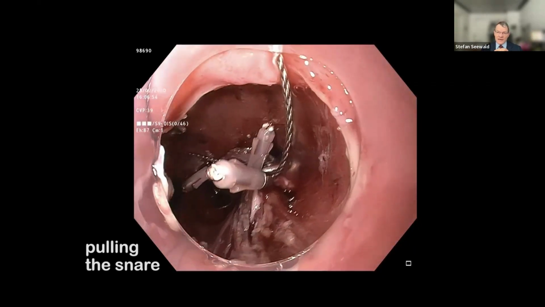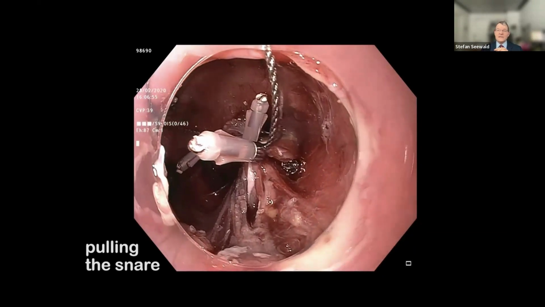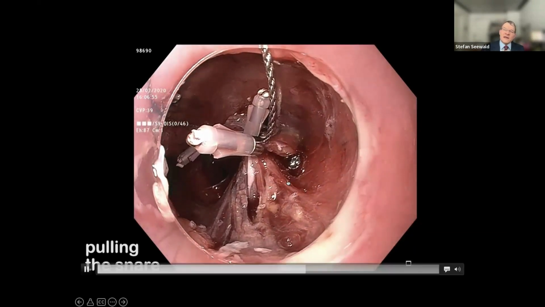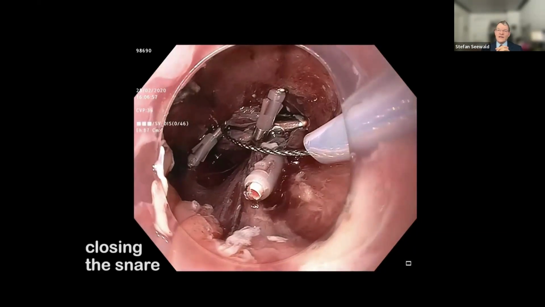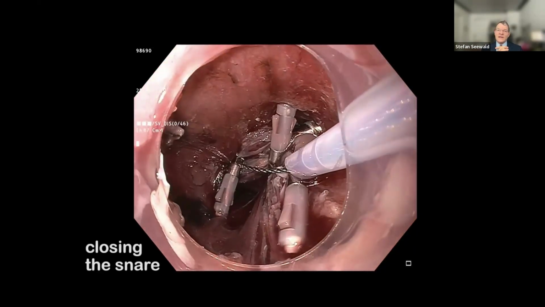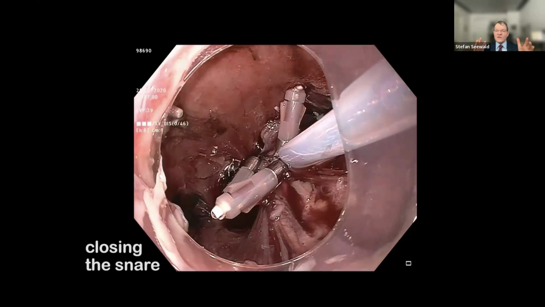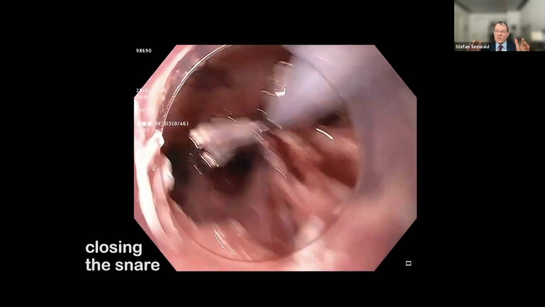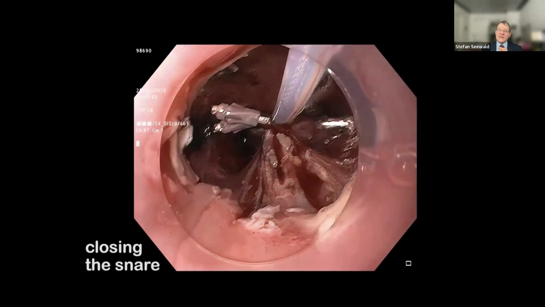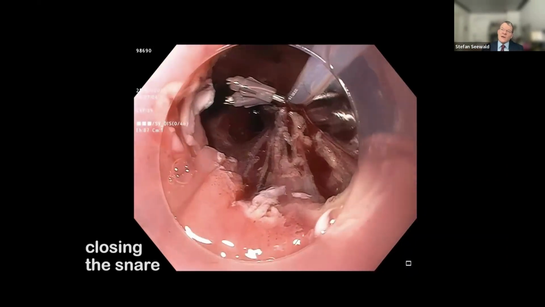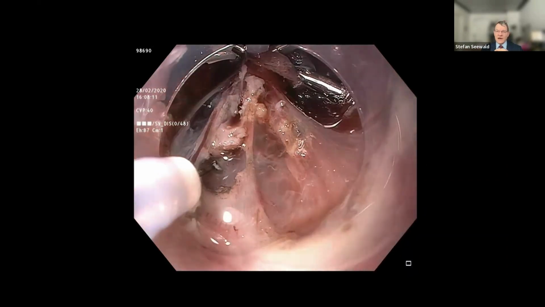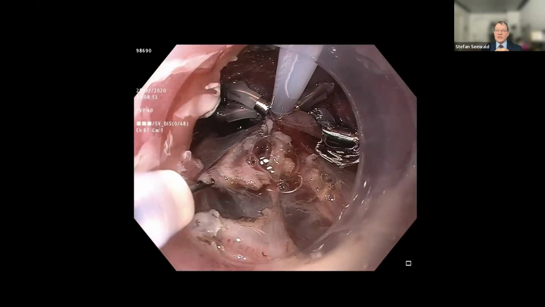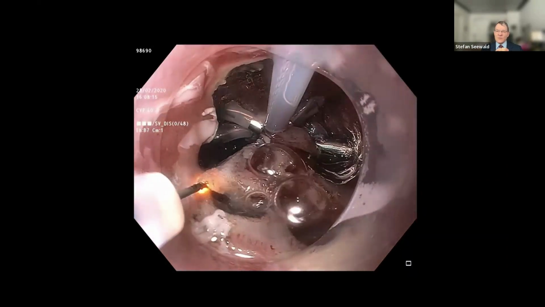We can pull the snare up. So we have better lifting here in this area. And then we can also push the snare. And finally, we can also close the snare. So we can individually decide where we want to have our traction. And now you can nicely appreciate we have a nice traction effect. Here you can nicely appreciate the submucosa. And after injection, we continue here with this endoscopic dissection.